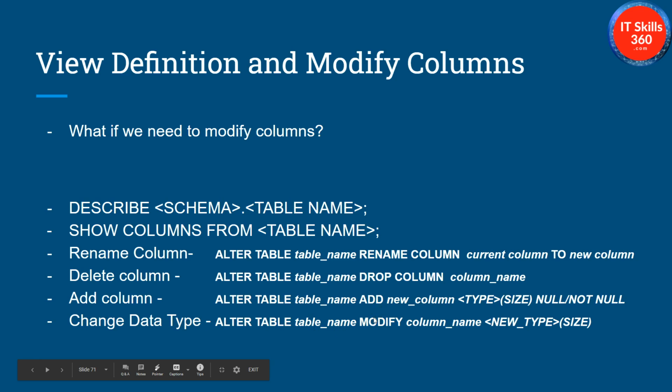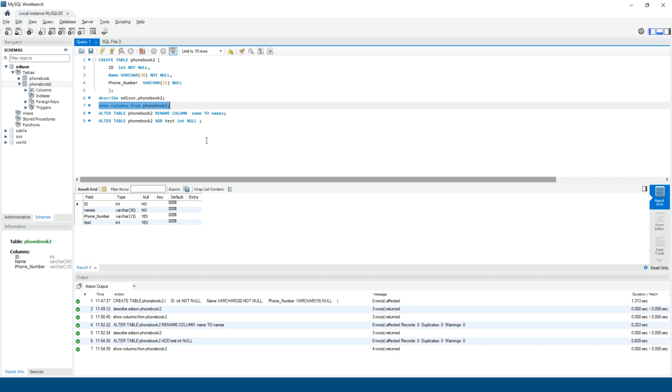Instead of saying add, I will say modify the column name, and then whatever the new type is. So in our case, let's change that new column we added. Instead of integer, we make it the varchar type. So let's enter that command, which is alter table phone book 2 modify test, which is the test column, and say varchar 20. That's it.